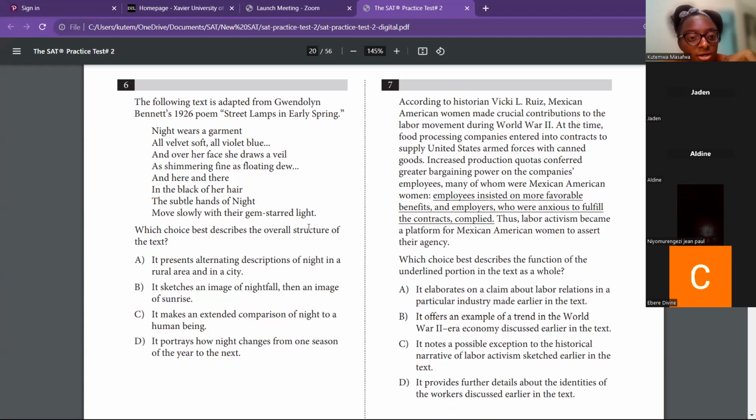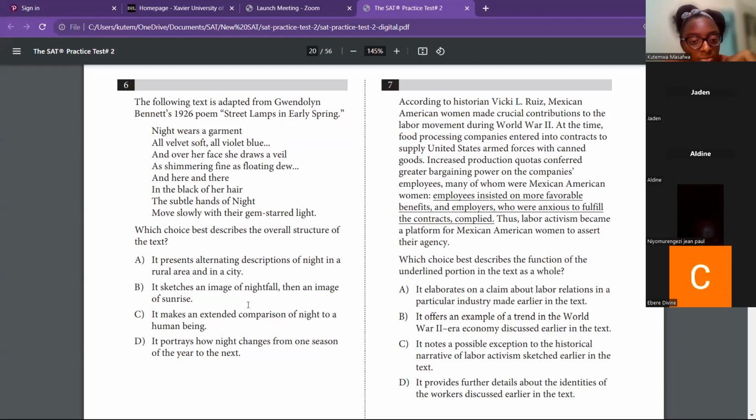Night wears a garment, all velvet soft, all violet blue, and over her face she draws a veil, as shimmering as floating dew. And here and there, in the black of her hair, the subtle hands of night move slowly with their gem-starred light.